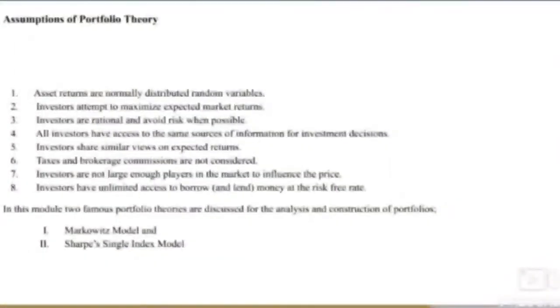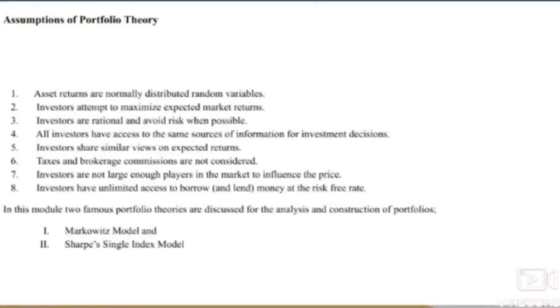Okay. So next is the assumptions of portfolio theory. Asset returns are normally distributed random variables. Investors attempt to maximize expected market returns. Investors are rational and avoid risk when possible. All investors have access to the same sources of information for investment decisions. Investors share similar views on expected returns. Tax and brokerage commissions are not considered. Investors are not large enough to influence the price, and investors have unlimited access to borrow and lend money at risk-free rates.